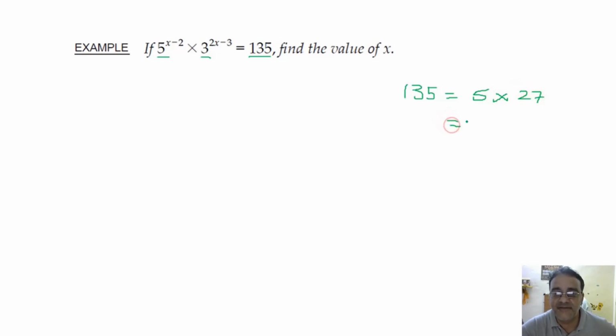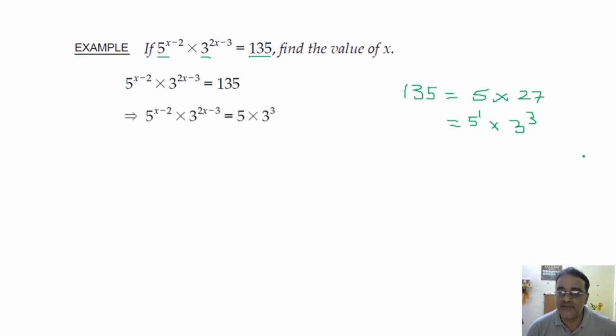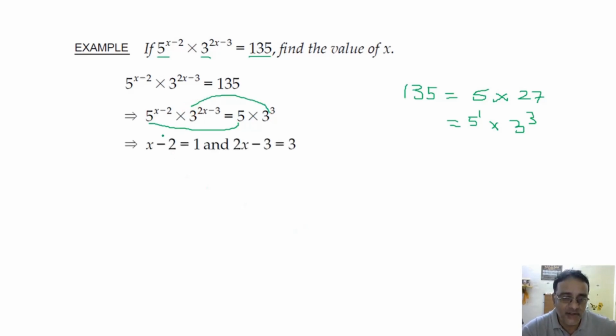Yes, sir. That means we can write 5 to the power 1 into 3, and 3 to the power 3. Clear? Okay. So we are going to write 135 in terms of 5 to the power 1 into 3 to the power 3. Now on both sides we will compare the power of 5 and compare the power of 3. So after comparing we'll get this one. Now shift minus 2 to this side, it will become plus 2. And here minus 3 shift to this side, it becomes plus 3.